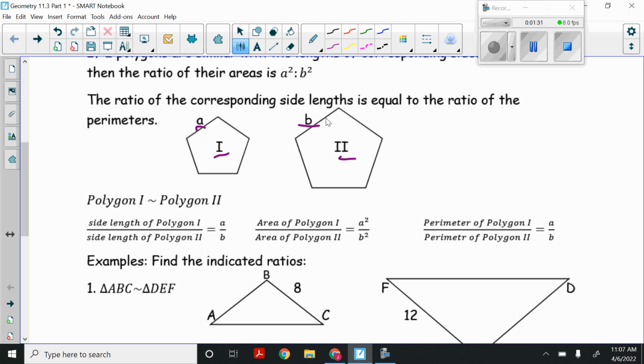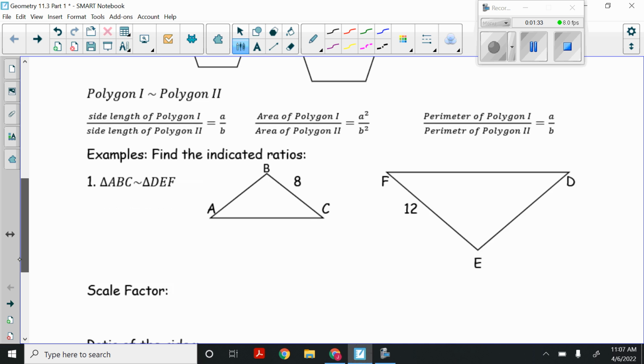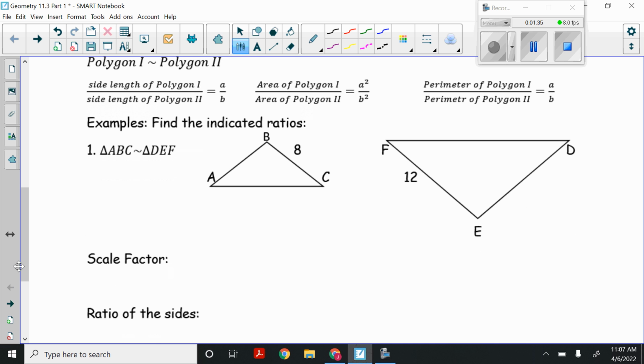So let's try that out with some similar figures here. It says, find the indicated ratios. Triangle ABC is similar to triangle DEF. Okay, so I want first the scale factor. So remember that the scale factor from BC is corresponding to EF. And those are the two I have.